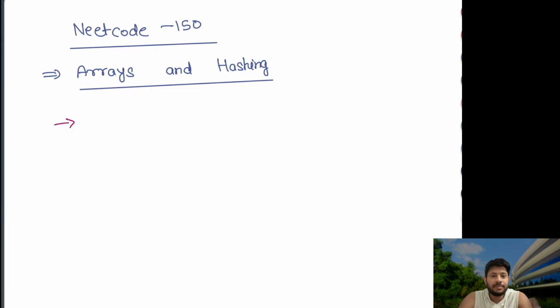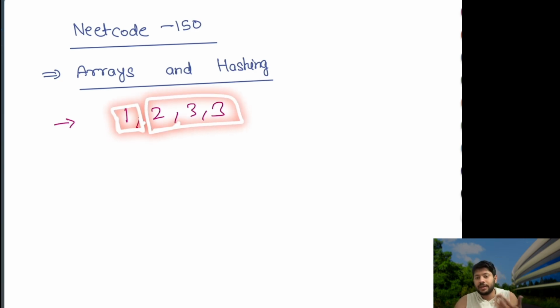But how can we think about this? Okay, let me try to explain you the approach. If you have 1 2 3 3, we are running 2 loops. What we are saying is, let me consider this element and compare it with others. If my loop is at this particular element, I want to compare it with these elements to find whether we have a duplicate.